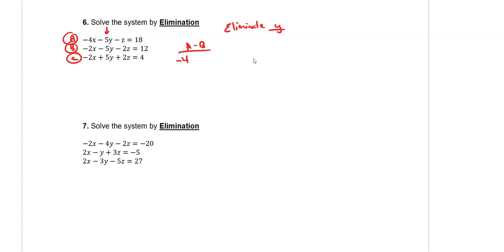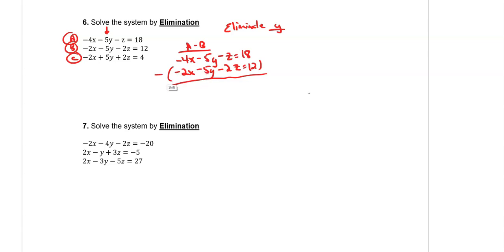So that is negative 4x minus 5y minus z equals 18. And negative 2x minus 5y minus 2z equals 12. Equals 12, right? And do I need to add or subtract to get rid of the y's? What I need to do is subtract because the two y's have the same, they're minus 5, minus 5. So if you subtract, they'll eliminate.